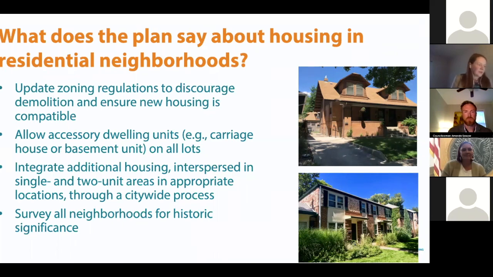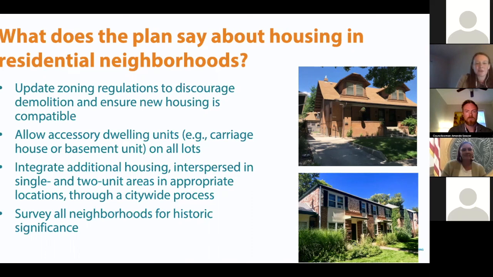So the plan has evolved over time to recommend several strategies to achieve those goals. They include updating our zoning regulations to discourage demolition and ensure new housing is compatible. So we're going to right size our zoning so that our older houses are encouraged to stay and new housing fits in better.